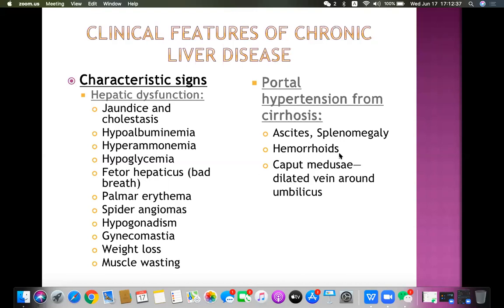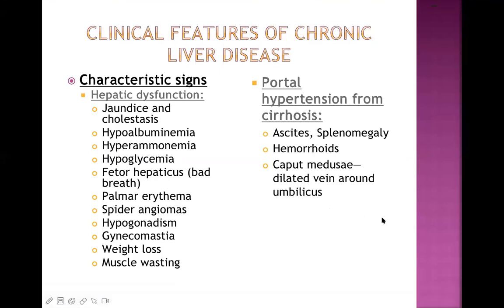Hemorrhoids are because of dilation of the collaterals present in the rectum or anal canal area. These are hemorrhoids, dilated collaterals in that area. Caput medusae is a dilated vein around the umbilicus. These are some of the important points highlighted here: hepatic dysfunction signs and portal hypertension signs.